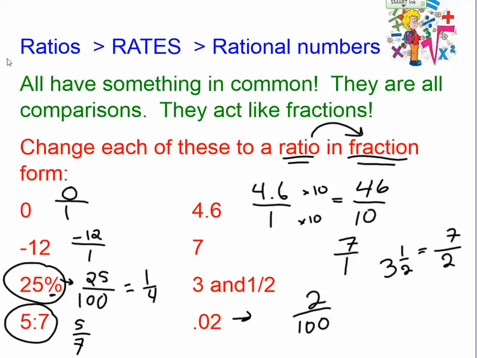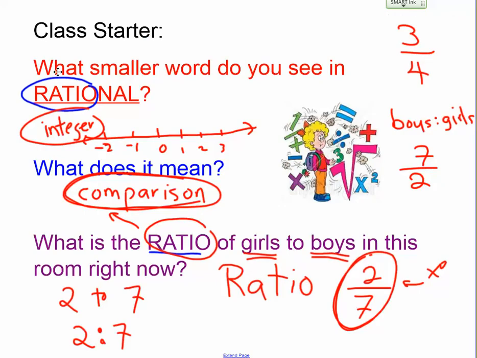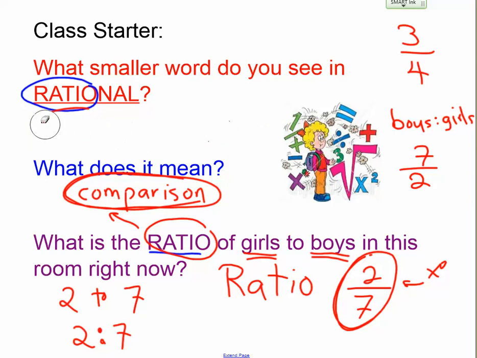So we started today with just an introduction about what ratios are and how you see them in rational numbers. Going back to the beginning, we started off trying to find what word you see in the word rational, and eventually you saw the word ratio. And a ratio is just a comparison. All a ratio is, is a comparison of two numbers.